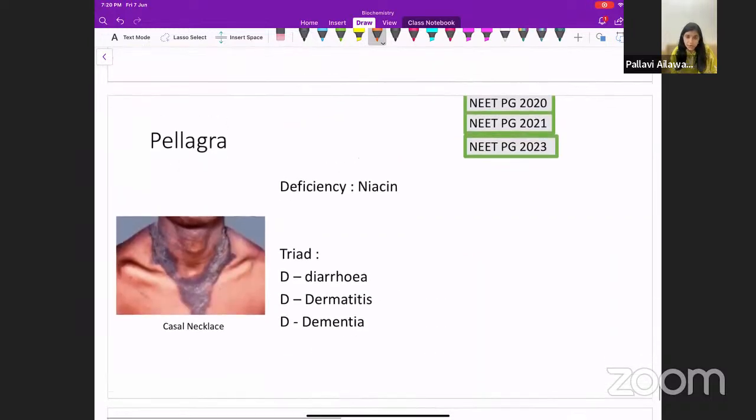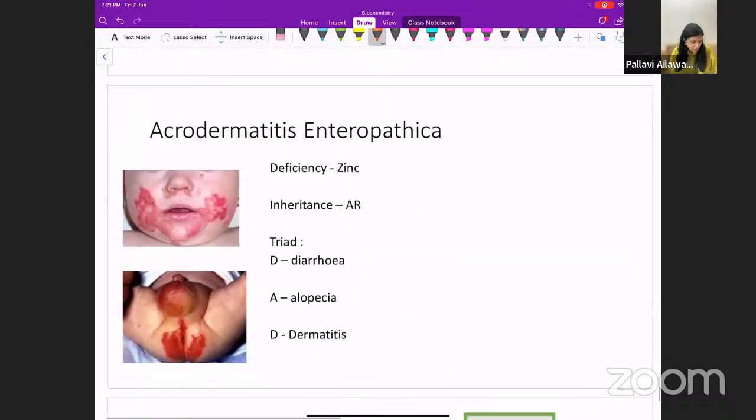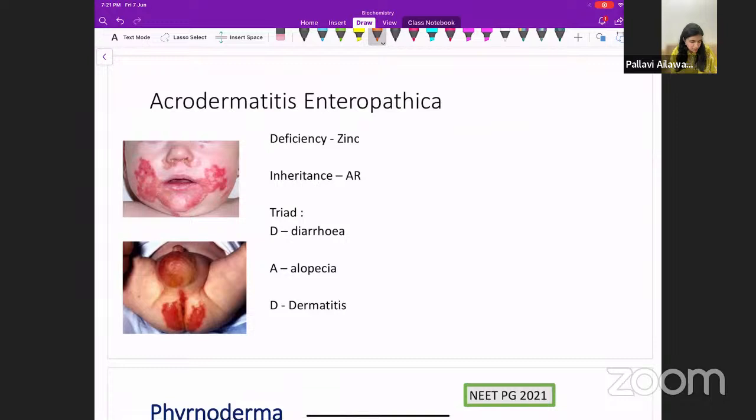Then we have pellagra, the triple Ds, niacin deficiency, more common in alcoholics, more common in maize eaters. Acrodermatitis enteropathica, zinc deficiency, autosomal recessive inheritance, presents with diarrhea, alopecia, and dermatitis.